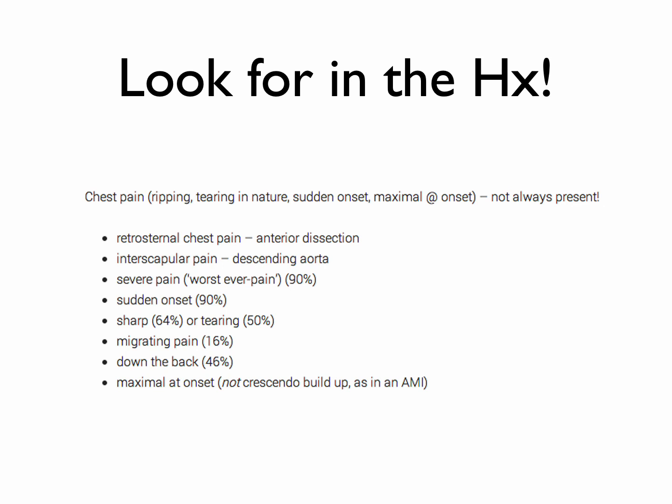Sudden onset, sharp or tearing in nature, migrating pain, pain going down into their back. These are other things that can mean aortic dissection. Generally with aortic dissection, the pain comes on suddenly and it's severe from the start, whereas we know with acute myocardial infarctions, sometimes the pain can start slowly and then ramp up.